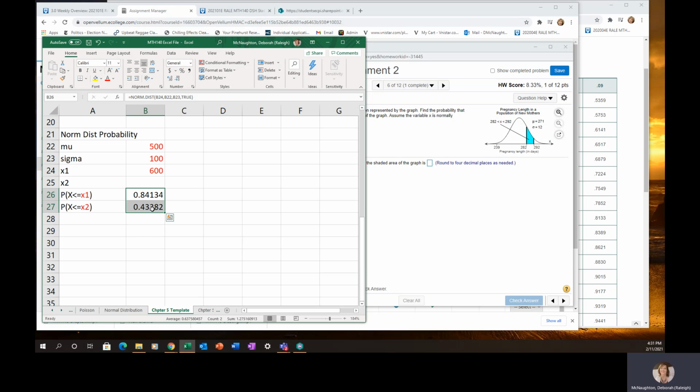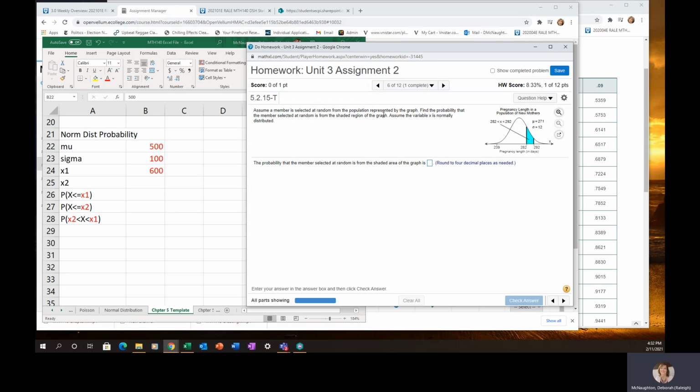I'm going to go ahead and delete this because I'm going to set this whole thing up. Okay, and then that's how we can subtract to get the probability that x is less than x2 and greater than x1. So I just wanted to show that these are the things that I had input.